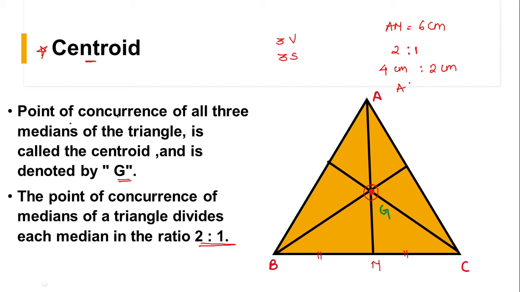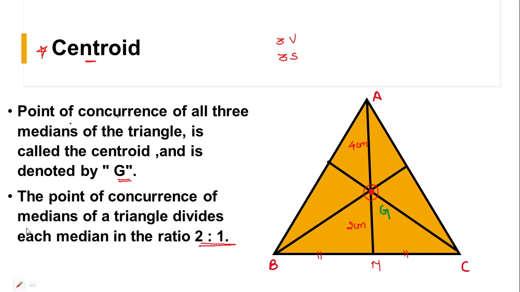So this is your AG and this is your GM. That is how it has been cut in the ratio 2:1. One part will be double of the other part. GM is 2 centimeter, and double of 2 centimeter is 4 centimeter, so AG is 4 centimeter. Again I repeat, it is a very important property. The centroid divides each median in the ratio 2:1.